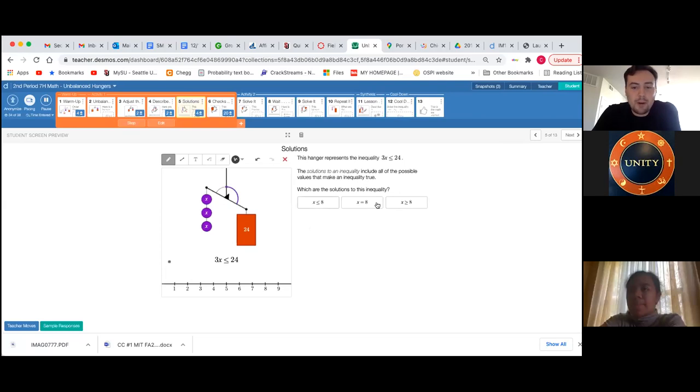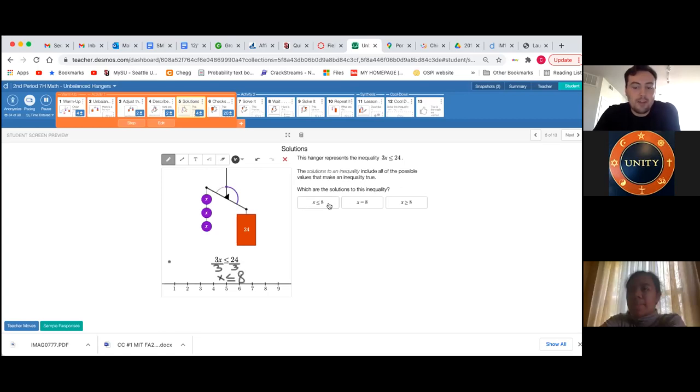And so we don't know which one we want to pick initially. So the best way to go ahead and figure this out is to treat this inequality just like you would an equation and solve for x. And so we see that right now we have 3 times x is less than or equal to 24. So if we want to get x by itself, we're going to have to divide by 3. Divide by 3. And then we're going to have x is less than or equal to 24 divided by 3 equals 8.